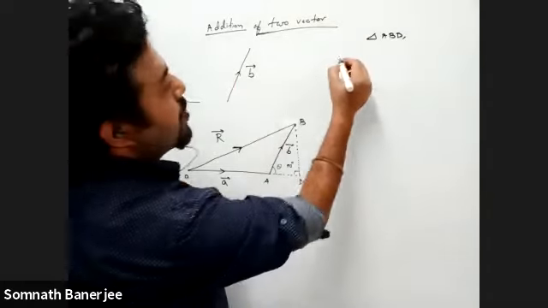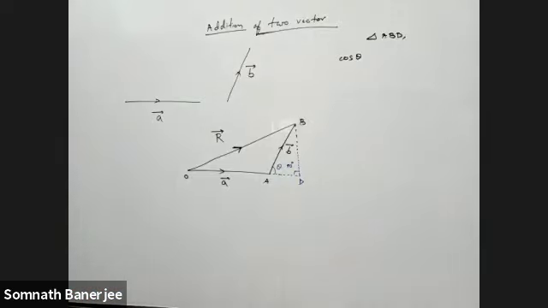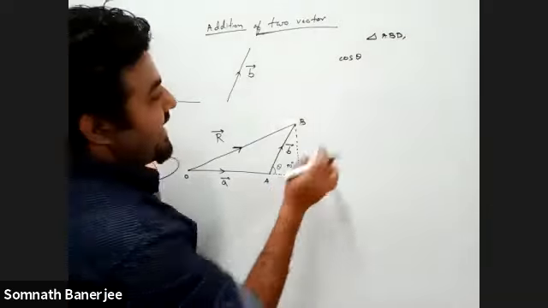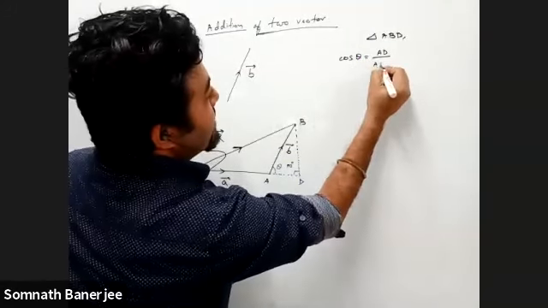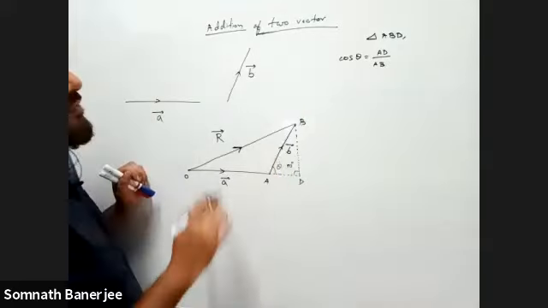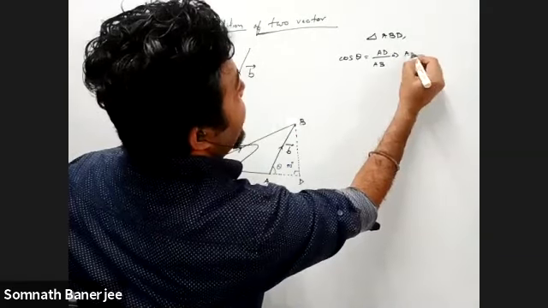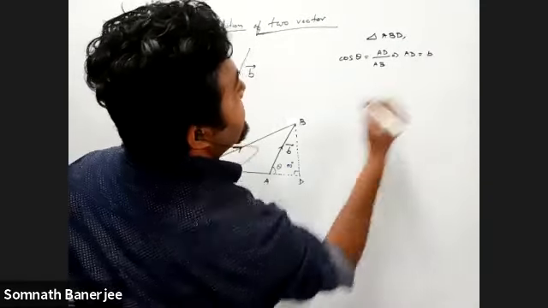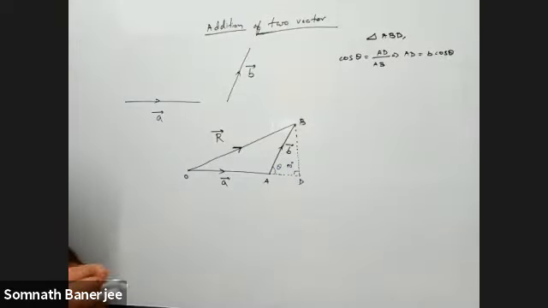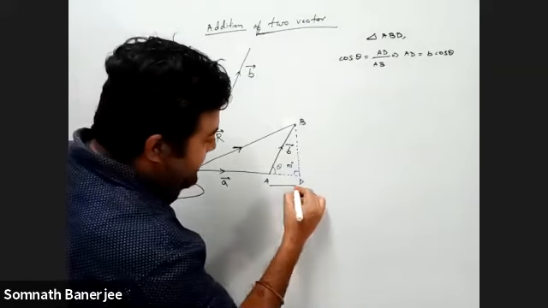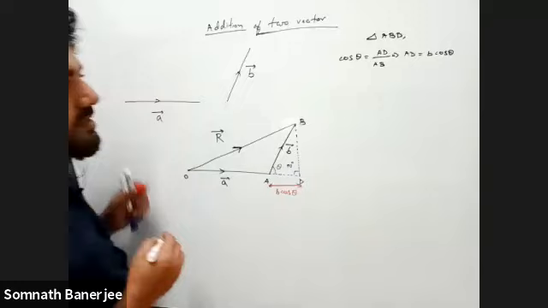In the triangle ABD, what we know, cos theta. What do you mean by cos theta? Cos theta means base upon hypotenuse. So AD is our base and AB is our hypotenuse. We know the value of AB is B. So we can write AD is AB, that is B cos theta. So instead of AD, now we can write B cos theta.